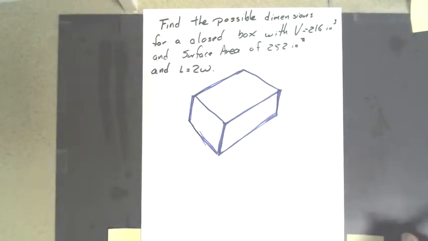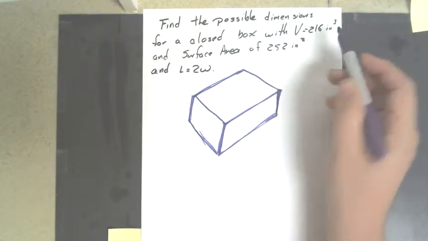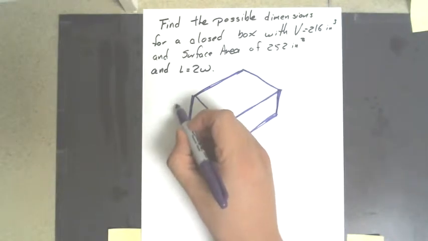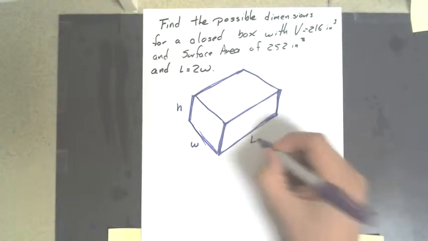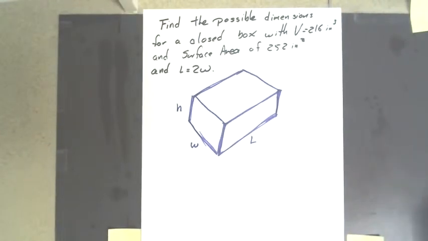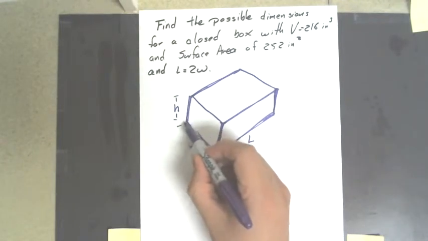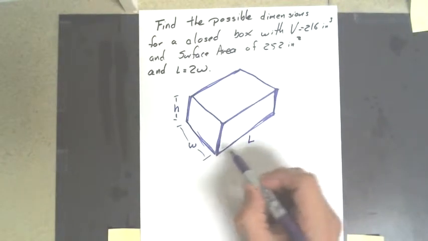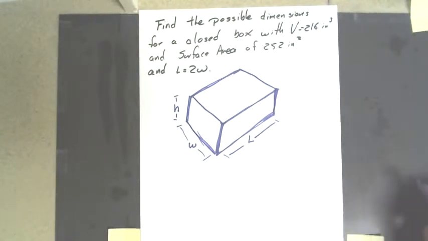Okay, so you got a box. Doesn't have to be a great box. This isn't all that great of a box. We're told its volume is 216. You find volume by taking the height times the width times the length. You're told that the surface area is 252. Well, how do you find the surface area of a box?